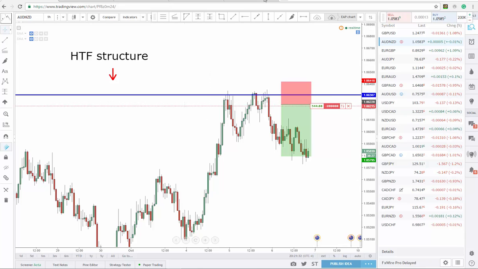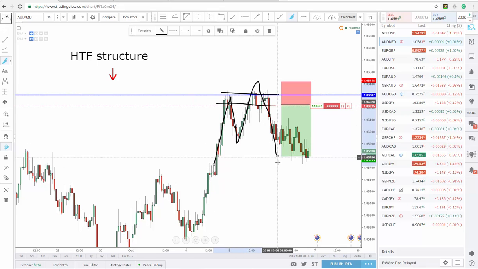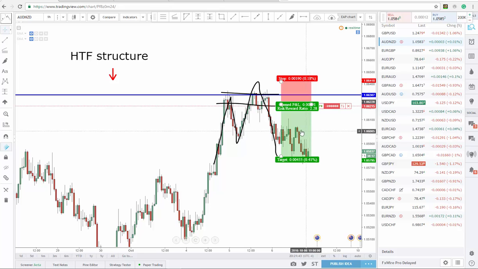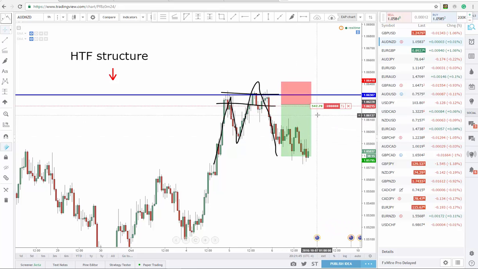As you can see, our entry level was right around here, right after this double top that we got on the Aussie New Zealand, and the market did push down to actually hit our targets, currently up a little over 43 pips on this trade.